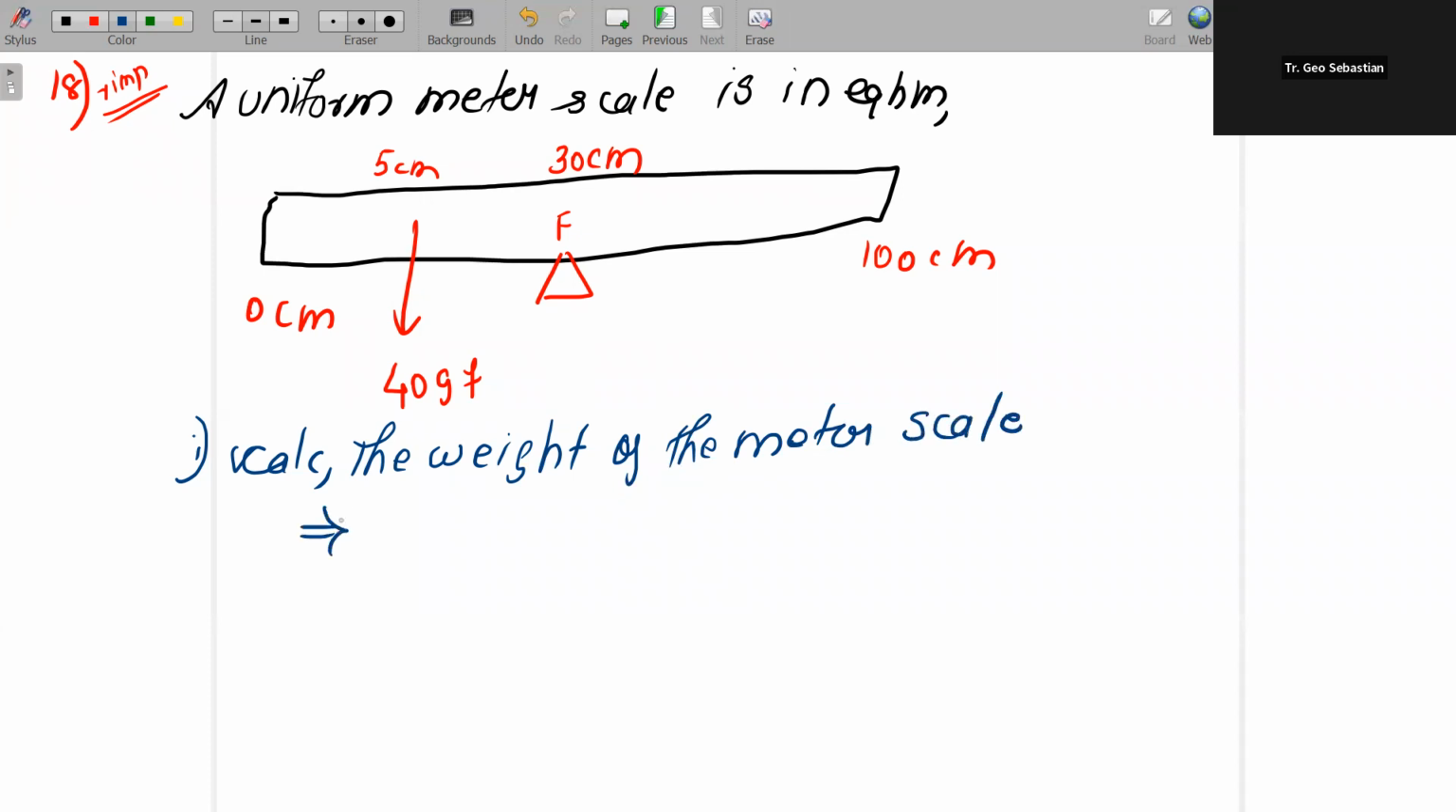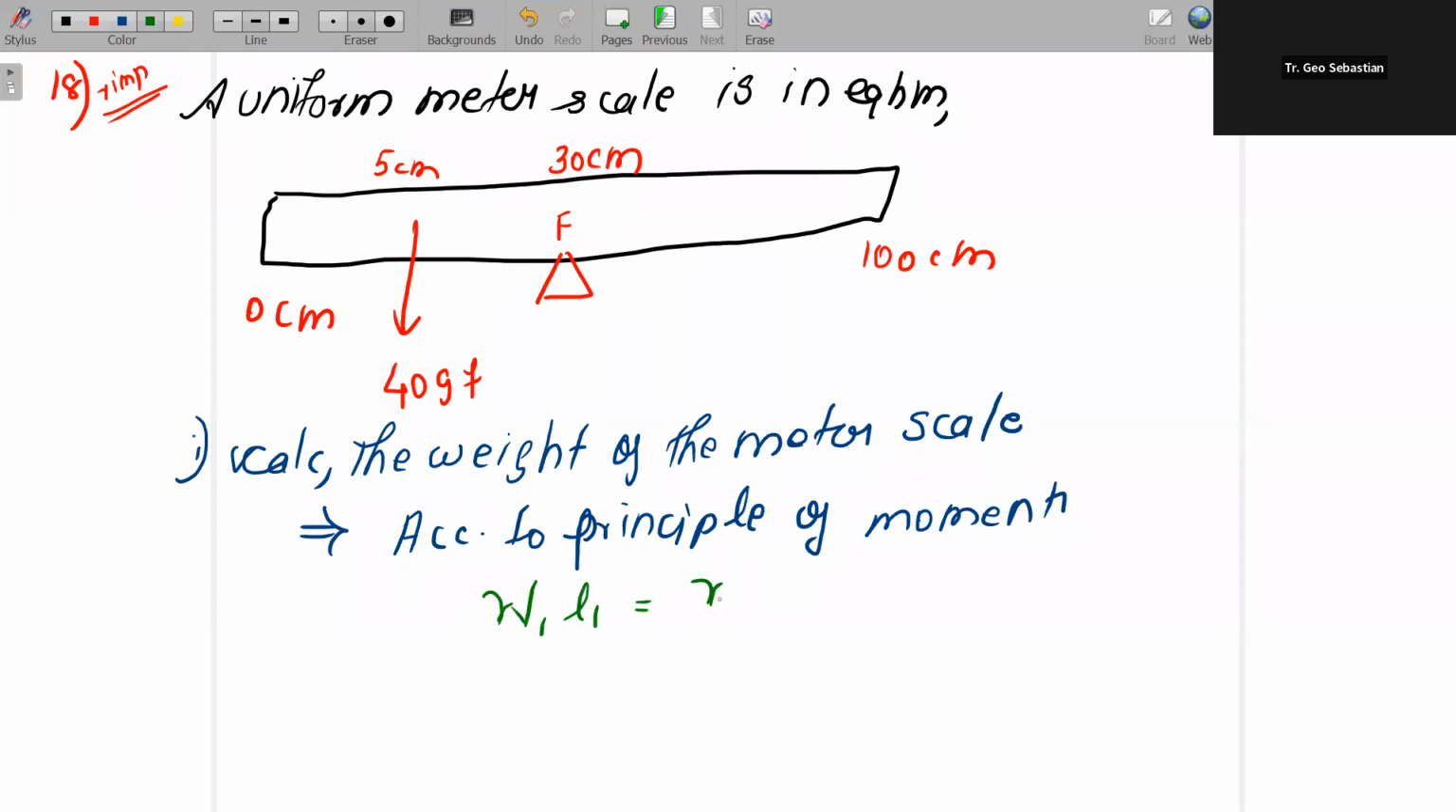So what is the weight of the meter scale? Children, you know one equation. What is that? Principle of moments. You remember? According to the principle of moments, W1 L1 is equal to W2 L2.